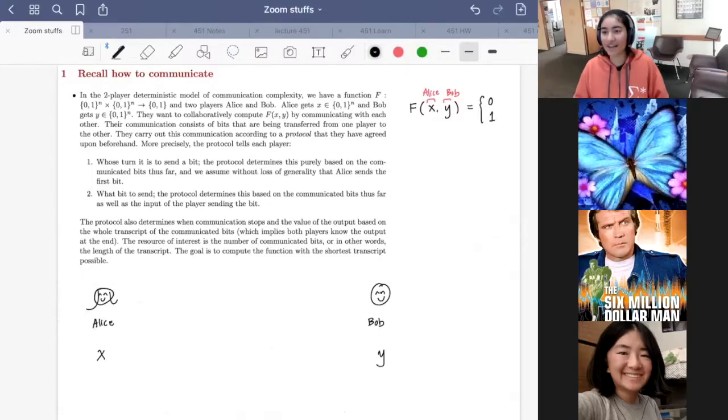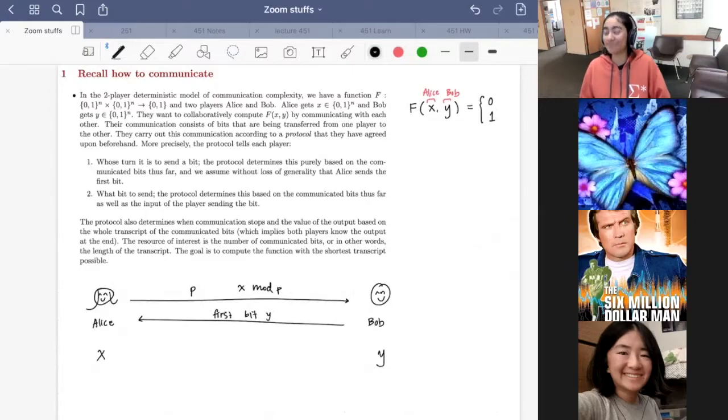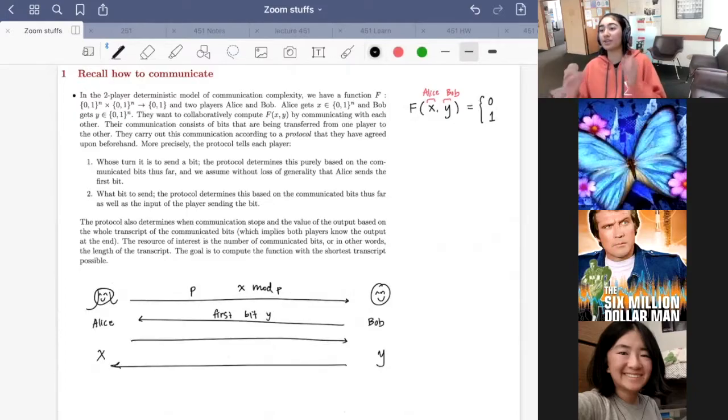Then the next thing we've got is this protocol, which is basically the list of instructions of how and when they should be communicating in order to get the answer to the function. The protocol might be like, okay, Alice sends over some random prime she picked and X mod that prime, and then Bob sends over the first bit of Y. I have no idea what function they're calculating with this information, but then Alice sends over something, and then Bob sends over something. At the very end of the day, they should both have the answer to whatever function they're trying to solve here. And all of this right here is the protocol transcript.